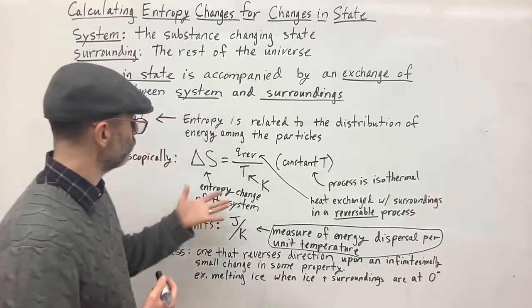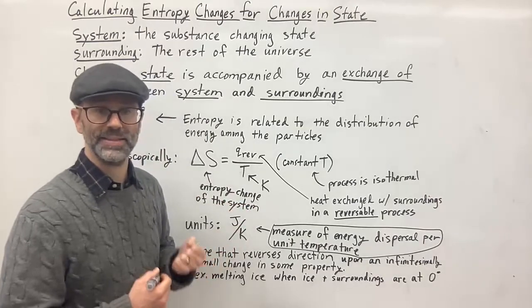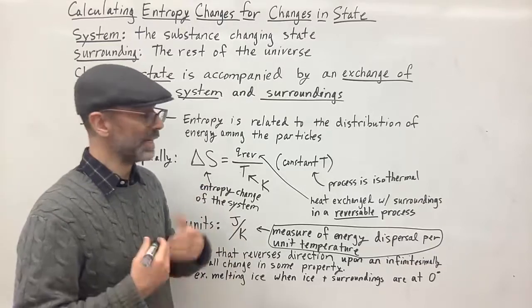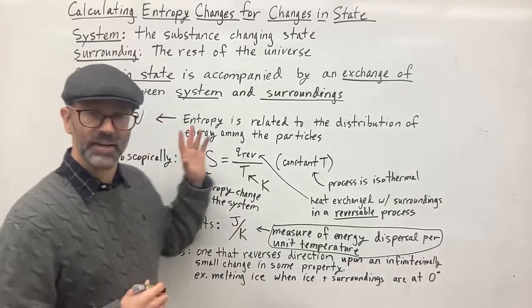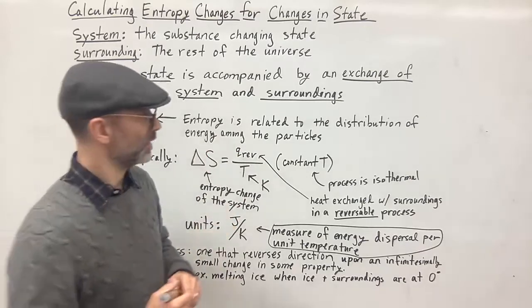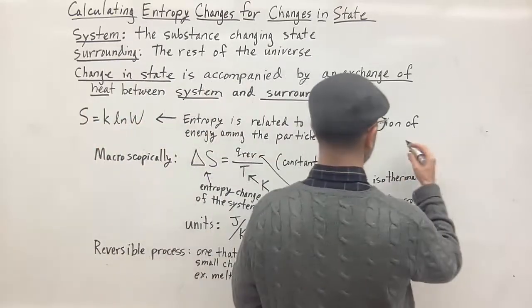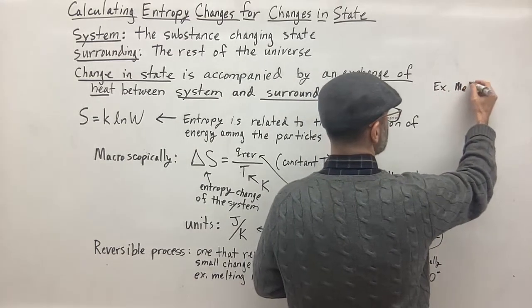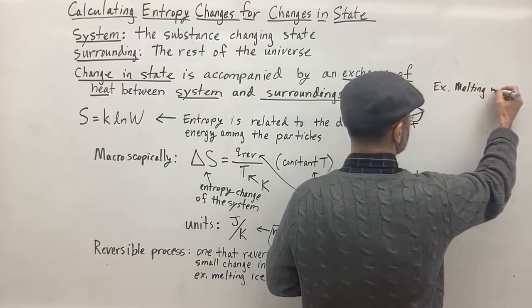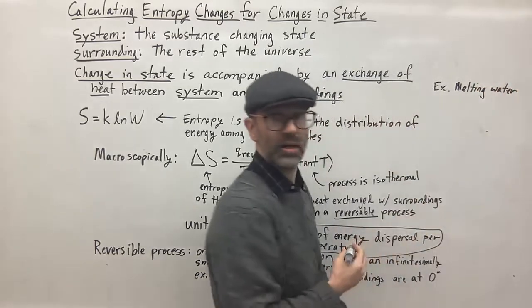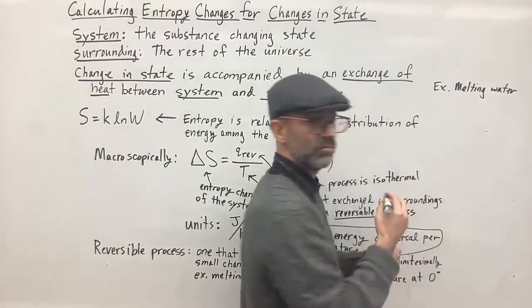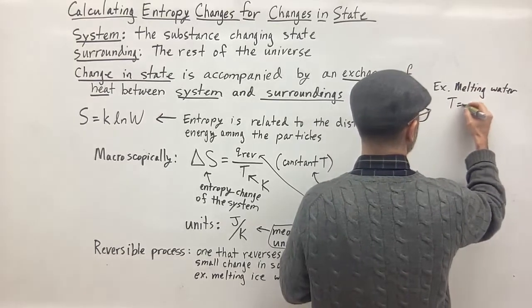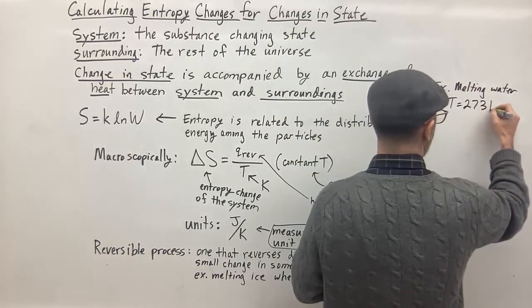So let's go through an example of how to calculate the delta S, or the change in entropy, of a change in state. All right, so let's say we have melting water. I'll write the example here. Melting water at, let's say, 273 Kelvin. So at a temperature equal to 273 Kelvin.